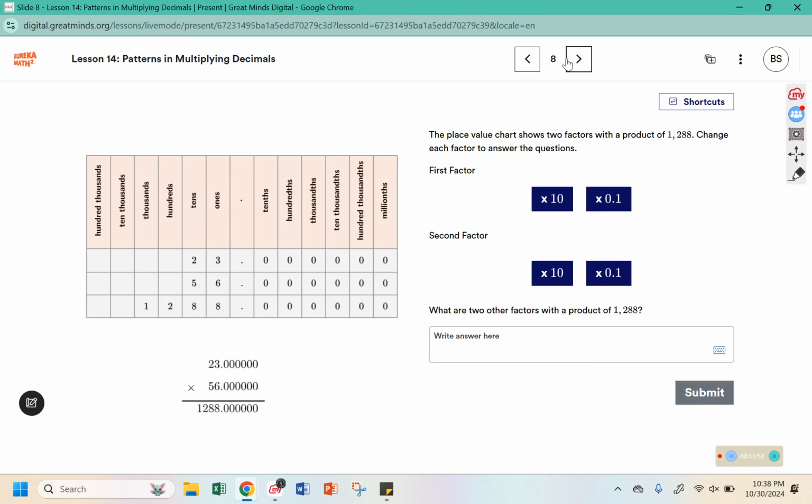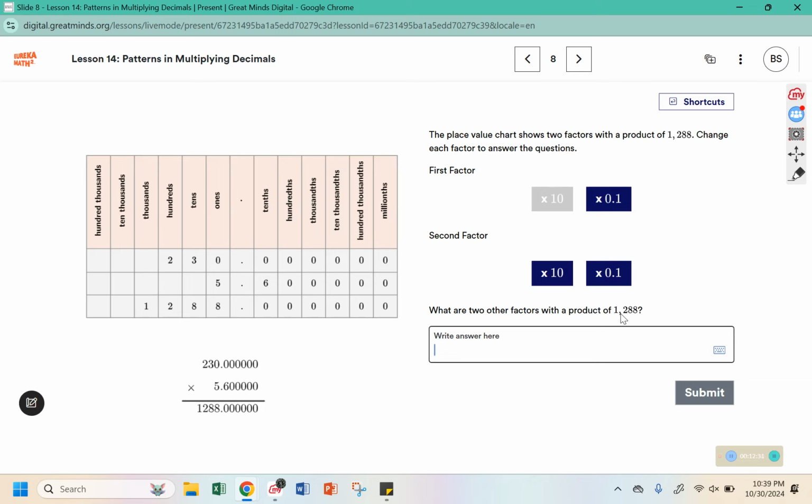The place value chart shows two factors with a product of 1,288. Change each factor to answer the questions. So I have 23 times 56 is 1,288. If I change the first factor to be 230 instead, I would need to adjust this one to be smaller to keep it the same. So that would reduce it from 56 down to 5.6, and I remain at 1,288.